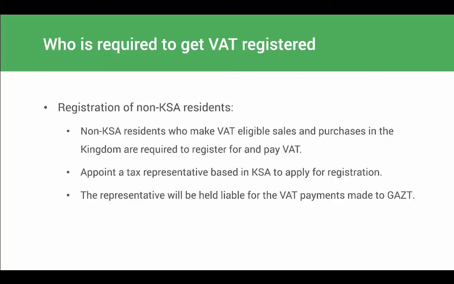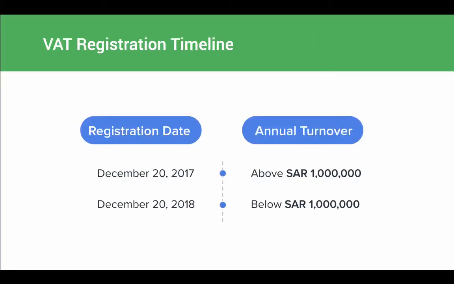As for those of you who are not familiar with the term GAZT, it stands for General Authority for Zakat and Tax. And as we know, the GAZT has already opened up VAT registration for businesses. The deadline for VAT registration depends on the annual taxable sales of the businesses. Businesses with annual taxable sales over 1 million rials must register by December 2017, and businesses with annual taxable sales under 1 million rials must register by December 2018.